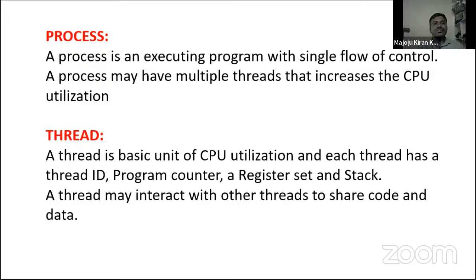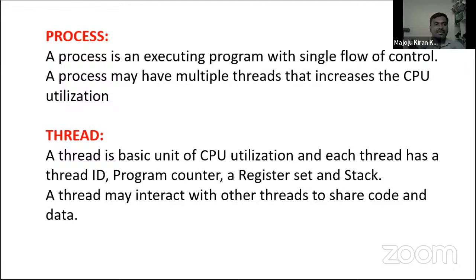The process is nothing but the program which is in execution. And the process actually has a single flow of control. That means the process is executed in serial, sequential order, instruction by instruction. That is called a single threaded program. And sometimes the process may have multiple threads. That means the same process may lead to multiple flows of execution. That is called multi-threaded programming.